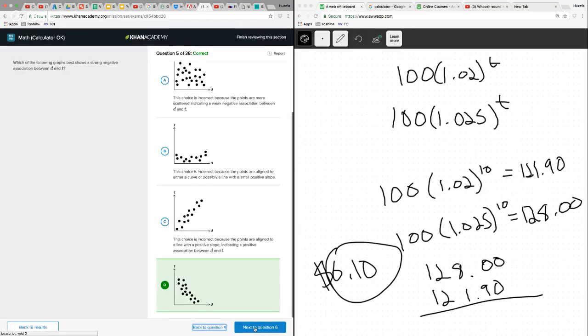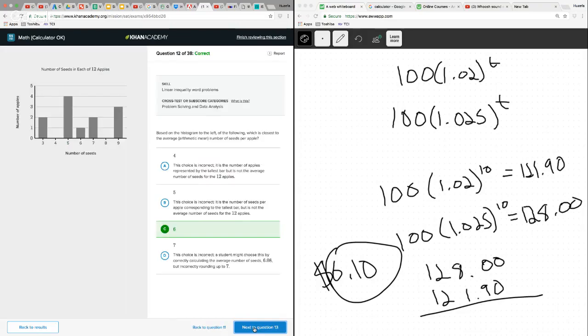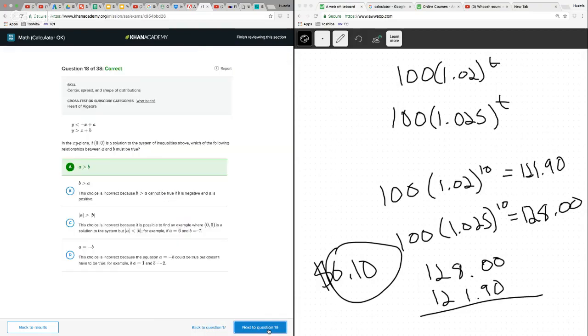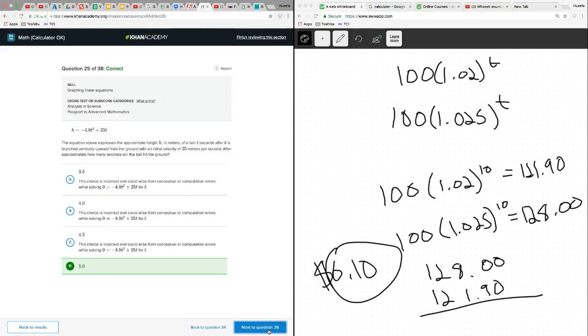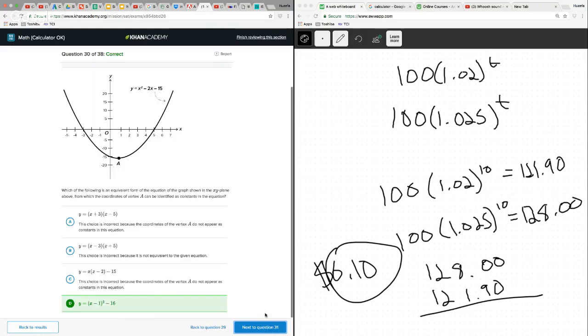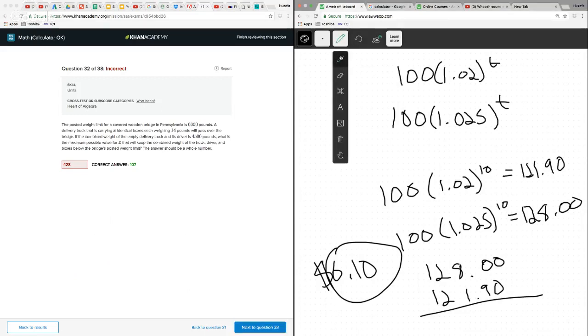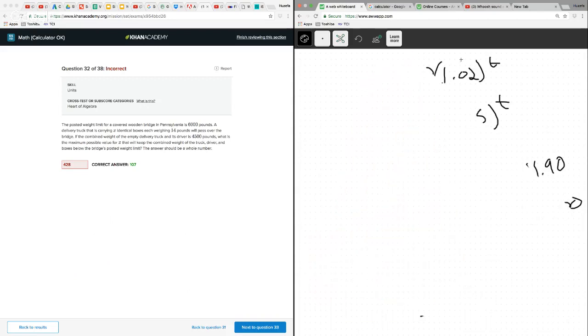All these were right. Keep going. Correct. Is this one right? So I did 428. What did I answer? What was this question? What is the maximum possible value for X? Let's do this one again. So it was 107, and I calculated how many. Oh, shoot. I know what I did. Okay. No, actually, wait. I got 428, which is totally wrong. How did I even get 428?